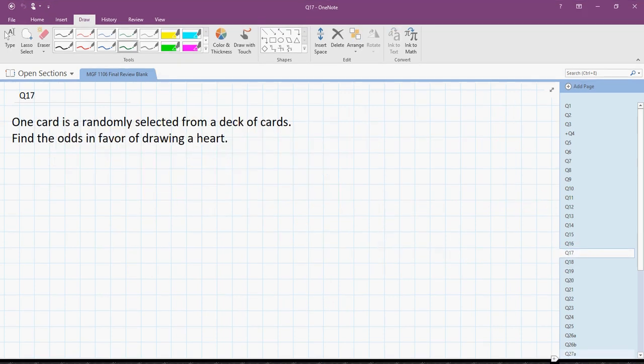Okay. So 17, odds. Odds. So we're still in 11.6.